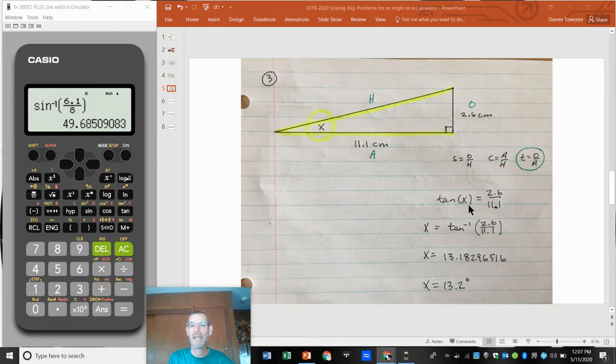Divide both sides by tangent, and I end up with x equals the tangent to the negative 1, or the inverse tangent of 2.6 over 11.1. Now I have to put this into my calculator. So I hit shift and then tangent, and then the fraction button. On the top is 2.6. On the bottom of the fraction is 11.1. I get out from under the denominator, and I end up with 13.18296516. And if I round that off, the 8 will round up the 1. So this is a 13.2 degree reference angle right here.